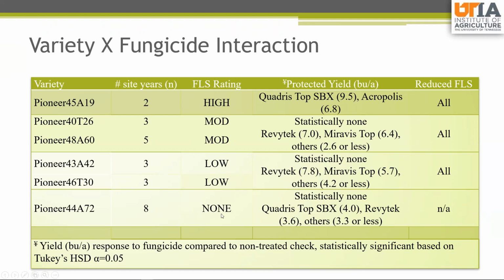set was the Pioneer variety, which essentially had absolutely no frog eye leaf spot develop on it, a true resistant variety. And so here, there was no frog eye leaf spot to be rated, but statistically, none of our fungicides in this variety had a response in yield. Numerically, Quadris Top SVX had a 4 bushel per acre response, Revitec a 3.6, and all others had 3.3 or less bushel per acre response compared to our non-treated check.